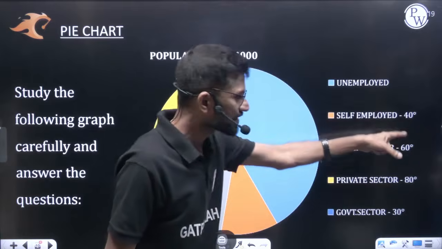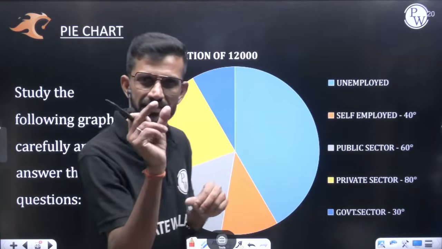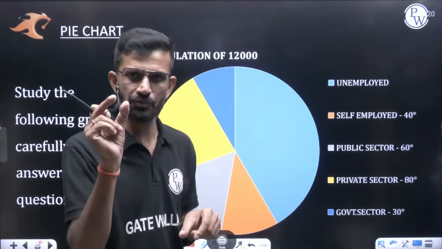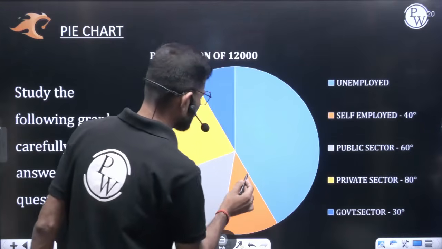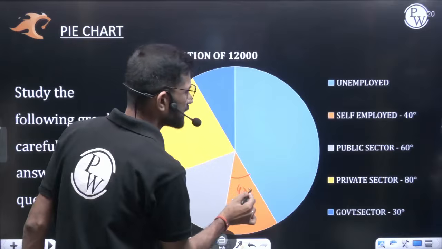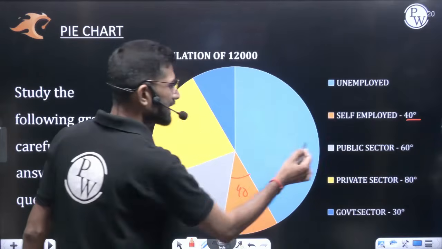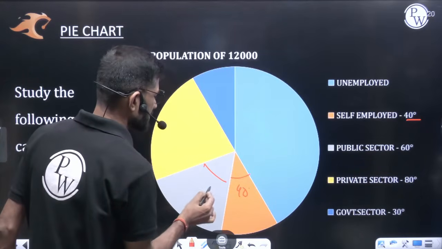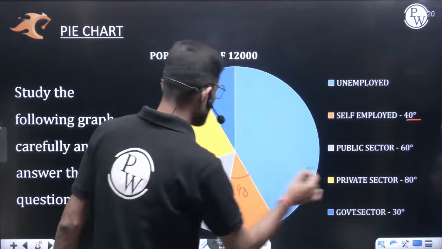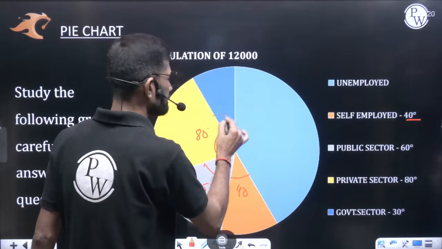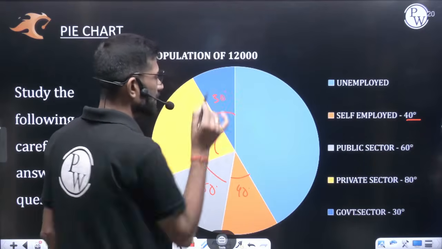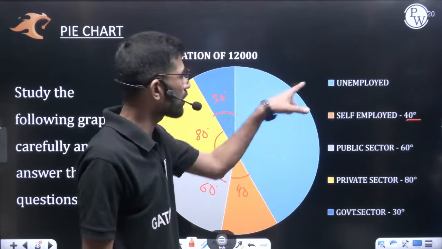They have even mentioned the degrees of that. Means every sector, that circle is divided into small sectors. So every sector, how much degree is the measurement? For self-employed, this is given as somewhere around 40 degrees. Then grey color, that is public sector, this is given as 60 degrees. For the private sector, yellow color is given as 80 degrees, and then government sector, deep blue color, is given as 30 degrees, but they haven't given the sector measurement of unemployed.